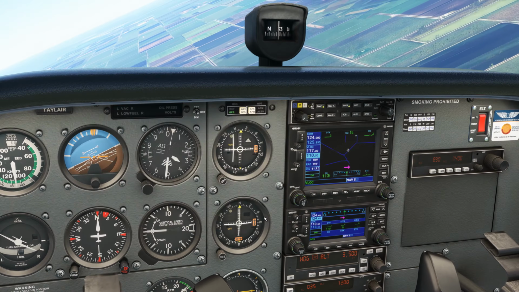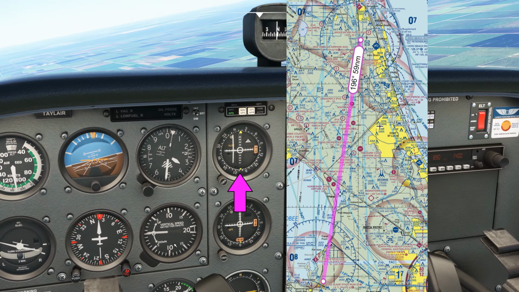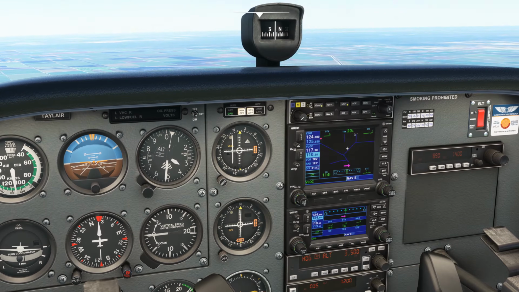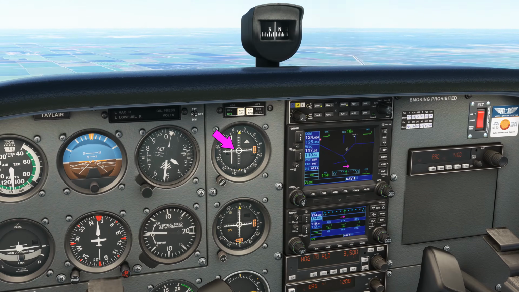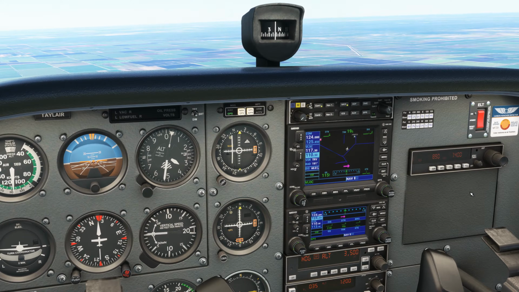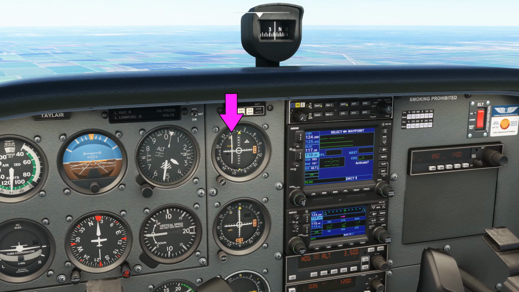The OBS is set to 016, the radial we've selected is therefore 196 degrees. The course deviation indicator is showing half scale deflection to the left. The edge of the white circle here indicates a 2 degree course deviation from the selected radial. Each further dot is another 2 degrees of deviation. The needle is halfway in between the first and second dot outside of the 2 degree circle.